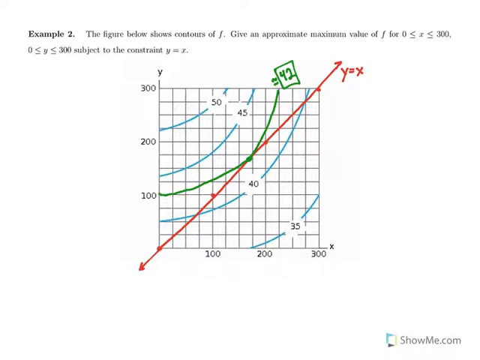We can see the values on that line. None of them are going to be at 45. The 45 line doesn't intersect those. We know it has to be greater than 40 because it intersects 40 twice. Again, 42 is an estimate there.